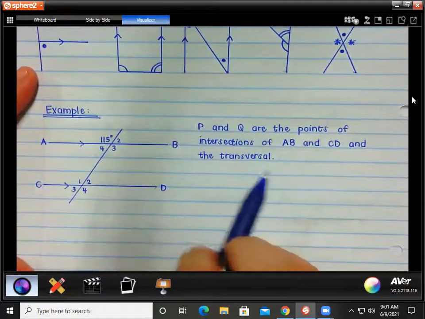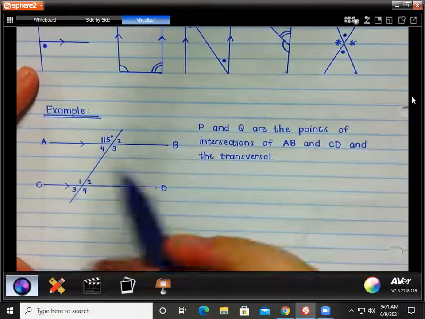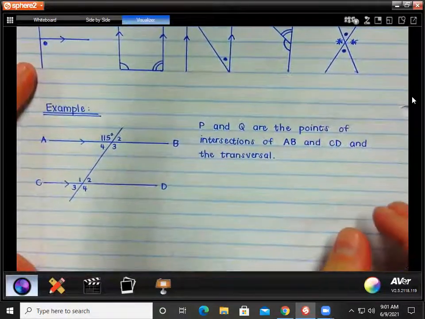So I've written here what P and Q are. So we'll discuss that now. Just write that down. It's not the end points in this case. It's something different.